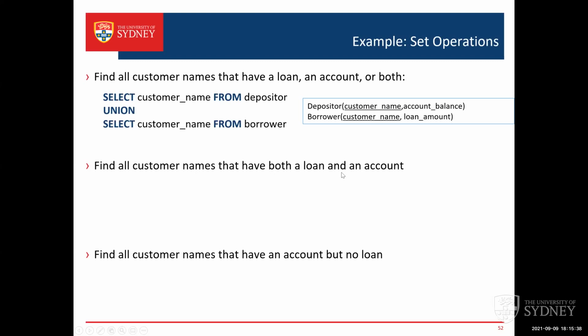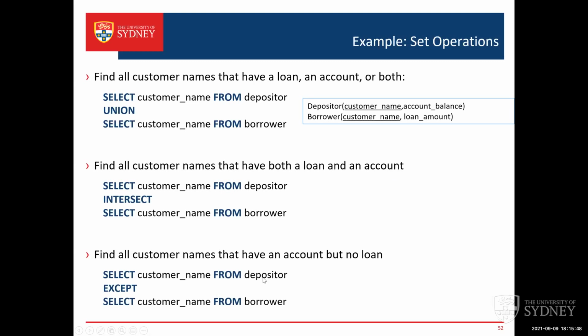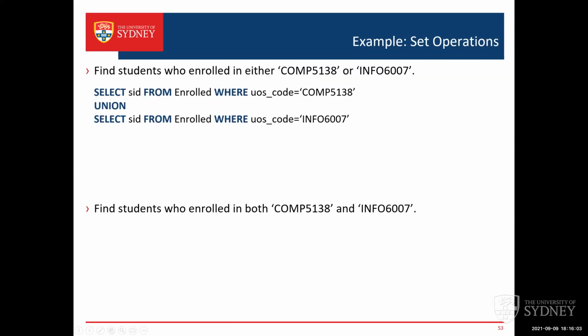Find customer names that have both a loan and an account, so it must be intersect, right? Have an account but no loan. In this case, definitely set difference. So first from depositor who have an account, we are getting all the customer names, then we are doing a set difference using this keyword called except from borrower, right? Hopefully that is making sense.